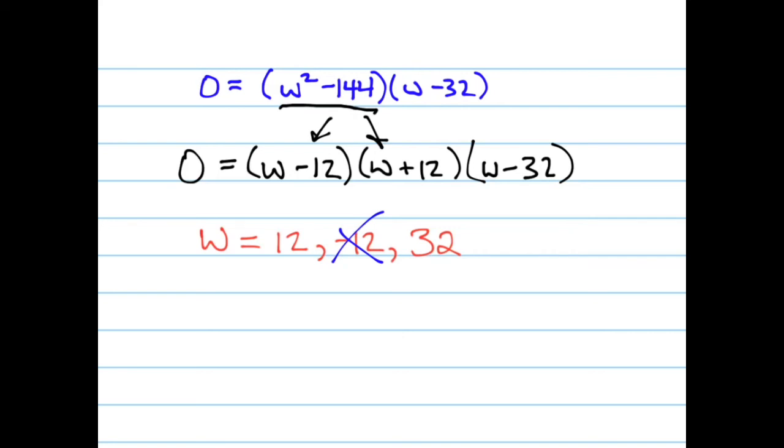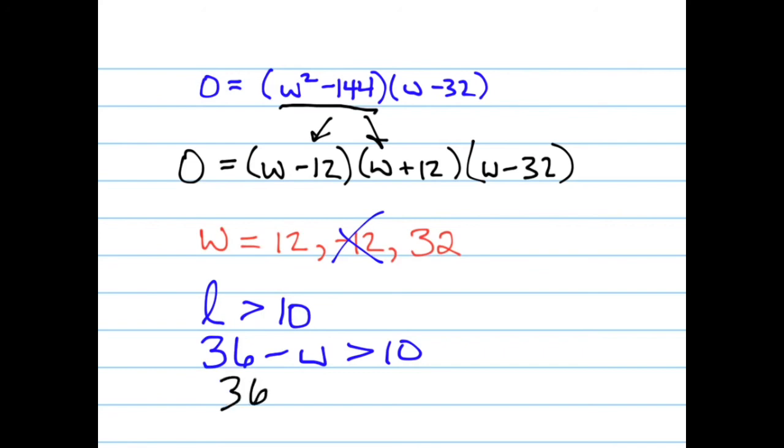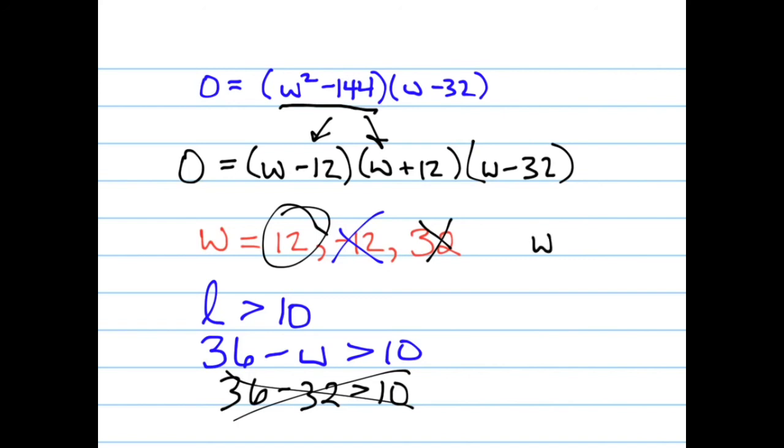Bye-bye. Now, they said that our length has to be greater than 10, right? And our length was 36 minus w. If I choose my width to be 32, is that going to be greater than 10? No. So that means we can't use the 32 either. We have to use w equals 12. So if w equals 12, what's our length? 24. 36 minus 12.